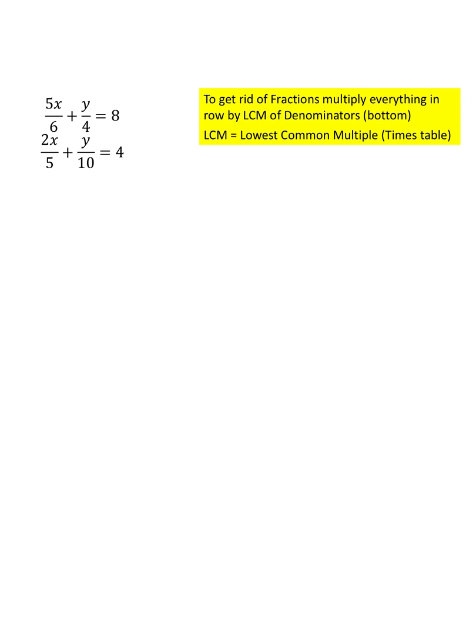Now, the lowest common multiple of 6 and 4. If you're unsure of your lowest common multiple, it's the lowest times table that both of them share. So the lowest common multiple of 6 and 4 would be 12. So I'm going to multiply across here by 12. And in the bottom row, the lowest common multiple of 5 and 10 would be 10.